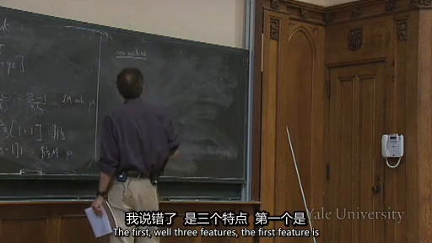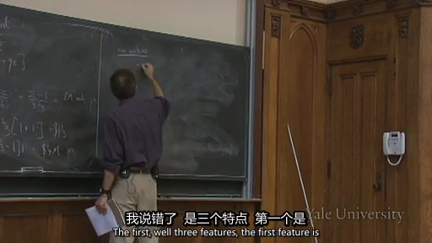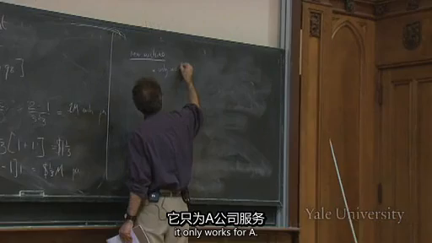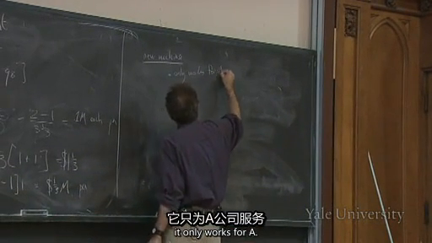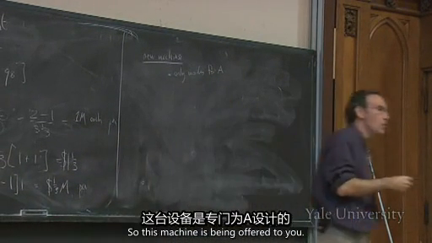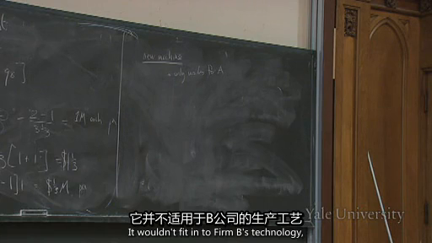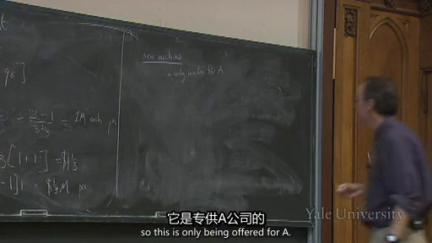All right, three features. The first feature is it only works for A. So this machine is being offered to you. It wouldn't fit into firm B's technology. So this is only being offered for A.